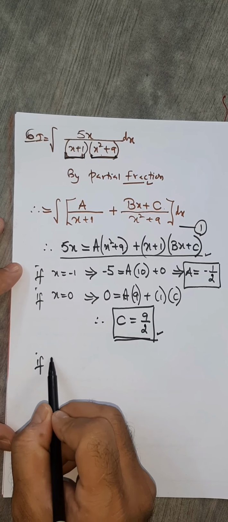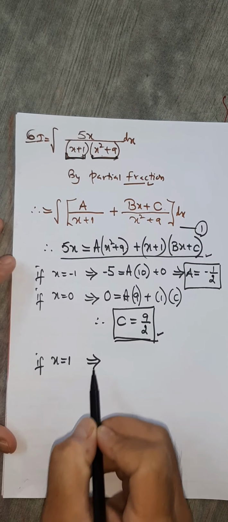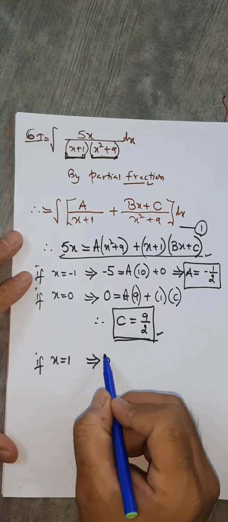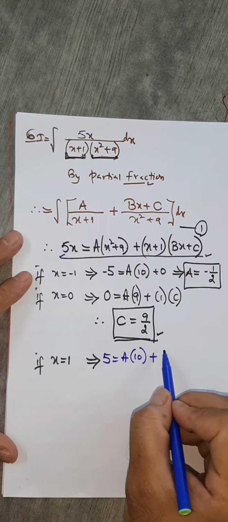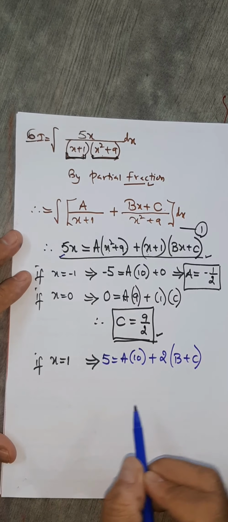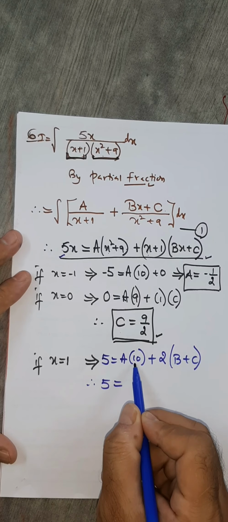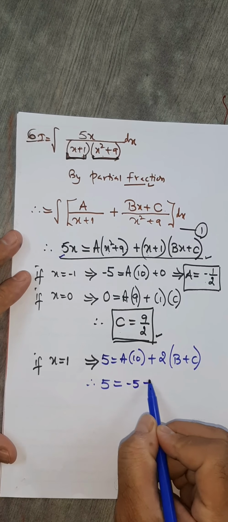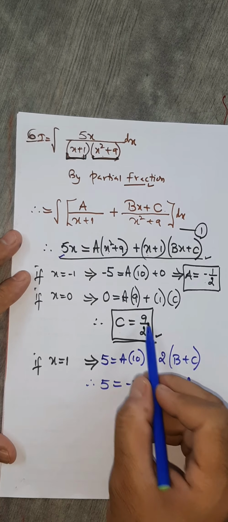The next, if x is, let's take, you have minus 1, 0. Now I'll take 1. Let's put x equals to 1. If I put x equals to 1 here, this is 5. A into, I'm putting 1 here, so this become 10. I'm putting 1 here, so this is 2. I'm putting 1 here, so b plus c. Now you know a and c both, so we'll get the b from this. What is a here? Minus 1 by 2. So this is minus 5. This is 2b plus 2c. What's c? 9 by 2.